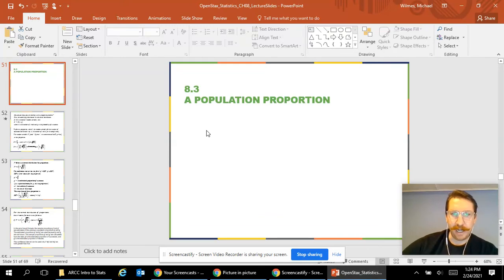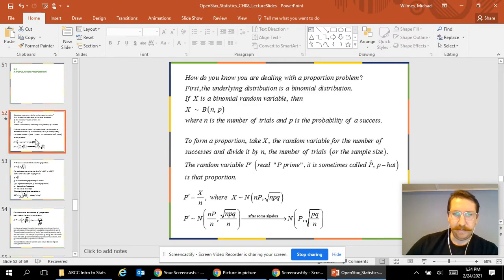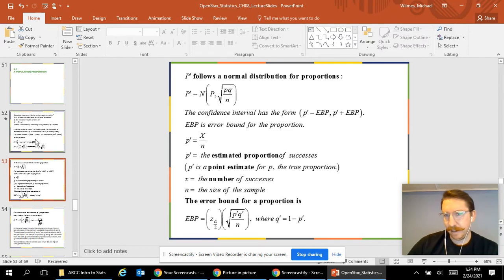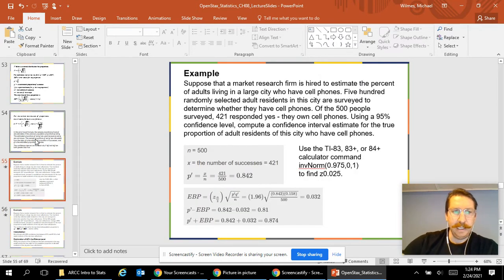All right, welcome to section 8.3. In this section, we're going to be looking at something called a population proportion. We have some new formulas, but it's going to relate to our previous two lessons. I think this is best shown by looking at an example problem.